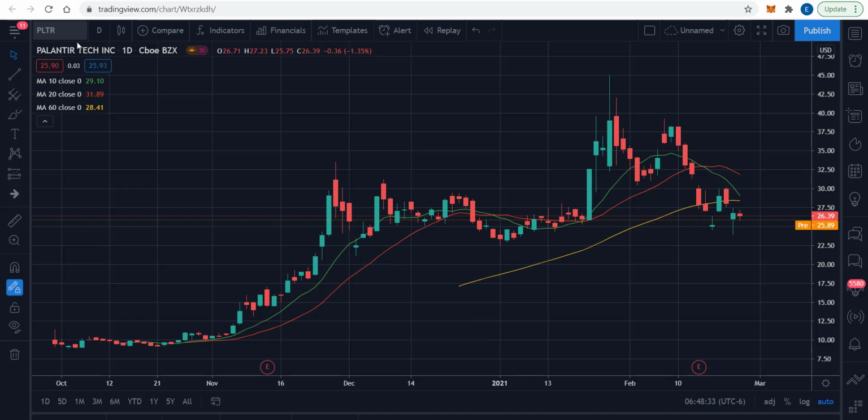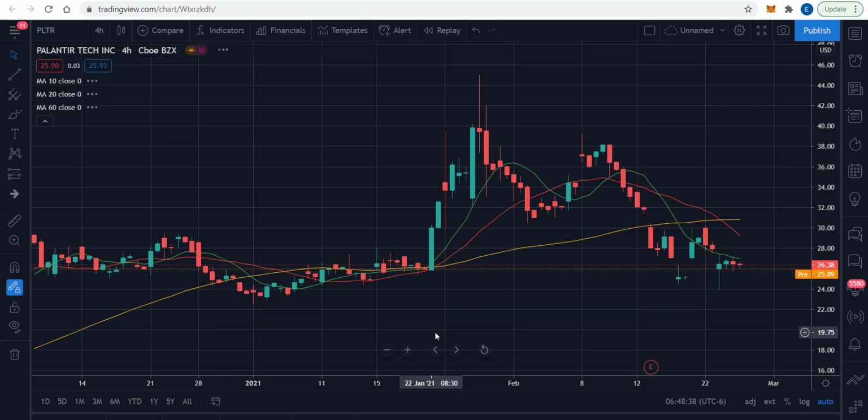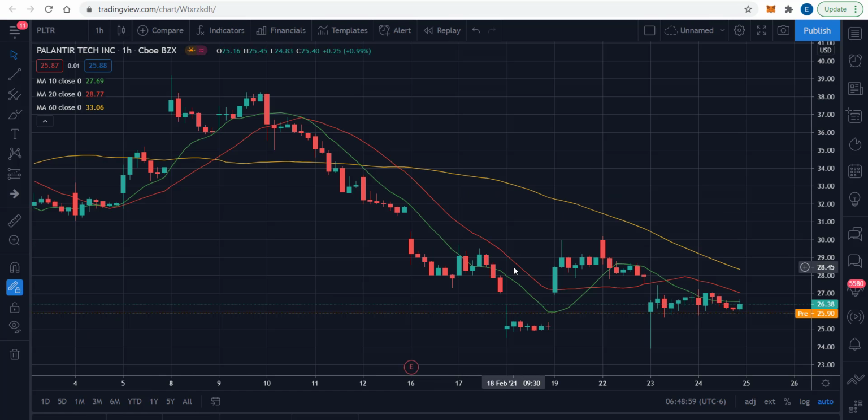But before we move into anything else, let's take a look at some different time frames and get a better sense of this. At the 4-hour, you actually have all three moving averages in line. You've got the 60 above the 20, above the 10, which is an indication of a downward trend. But I'm not convinced just yet. I know this stock is one of the favorites of some of the shorter term traders. Clearly this has been in a downtrend for the last few days.